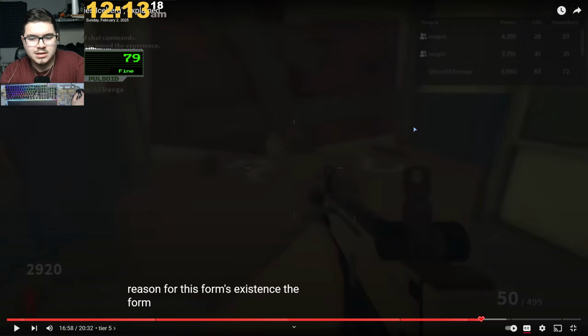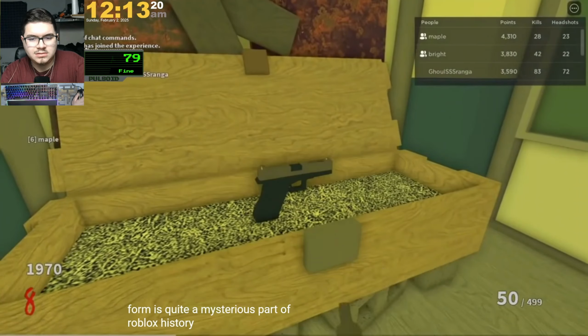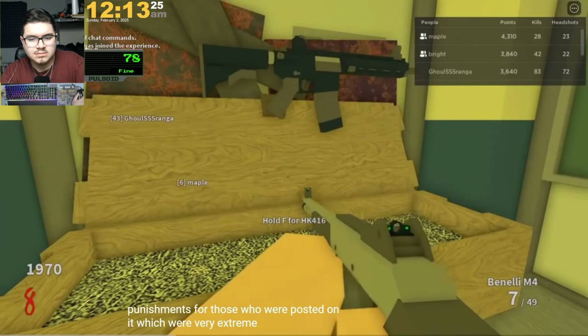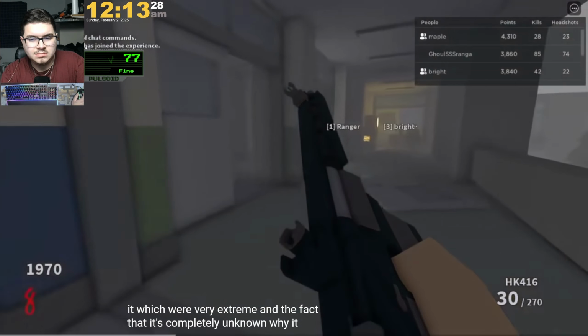The form is quite a mysterious part of Roblox history, mostly because of the punishments for those who posted on it, which were varied, and the fact that it's completely unknown why it ever existed in the first place.